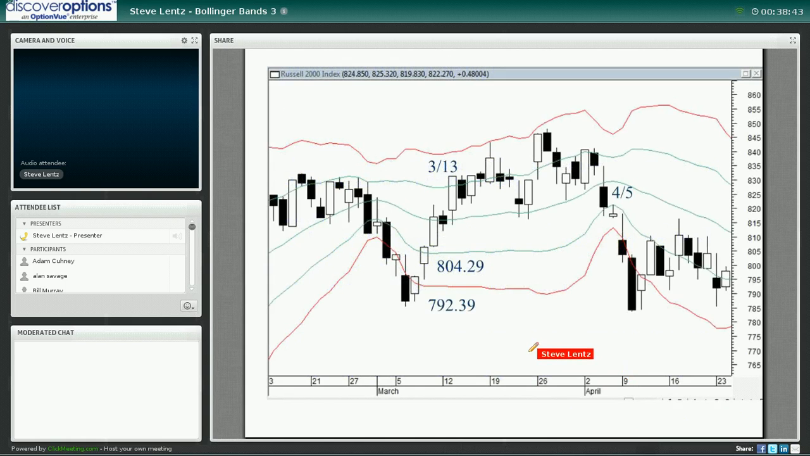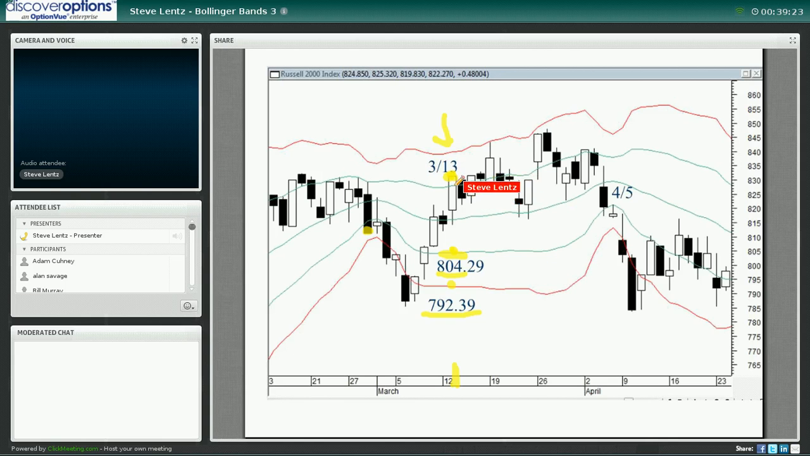Here, let's go over here on the left, and we're going to go to March 13th right here. This bar closes above the upper band. Previously, we were underneath that. Now it closes above the upper band, and we could sell premium either just underneath the 804 mark or underneath the 792 mark. In the previous system, we would have sold the 790 put. Over here, we're going to sell the 800 put instead.